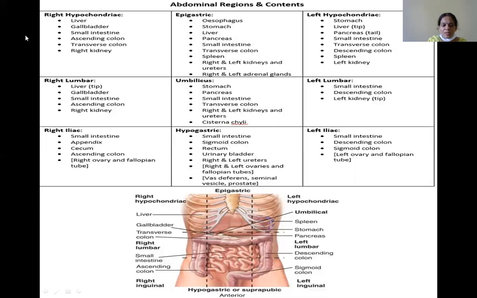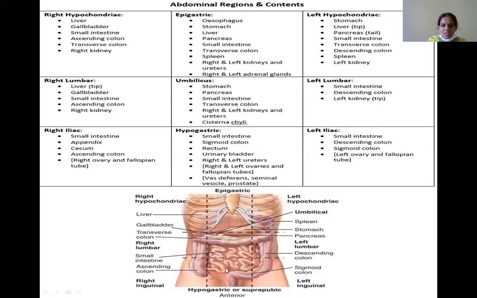So mostly in the right hypochondriac region, remember the liver and gallbladder. These are the structures you palpate for the liver in this region. And from the posterior side, you look for the right kidney. And here in the epigastric region, you look for the stomach. And in the left hypochondriac region, mostly anteriorly you palpate the stomach and posteriorly the left kidney, as well as the spleen.